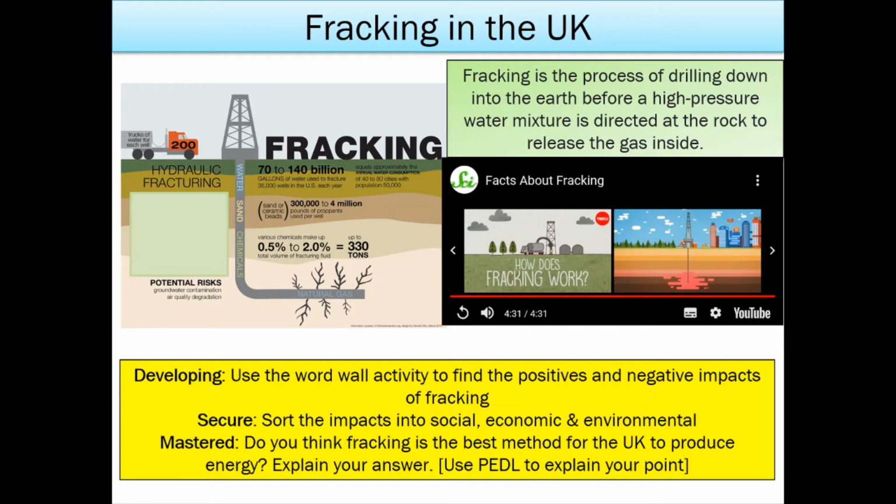So can you just pause the video now so you can pick the task that you're going to do. You will need to go onto word walls. Just pause the video now so that you can complete the task.